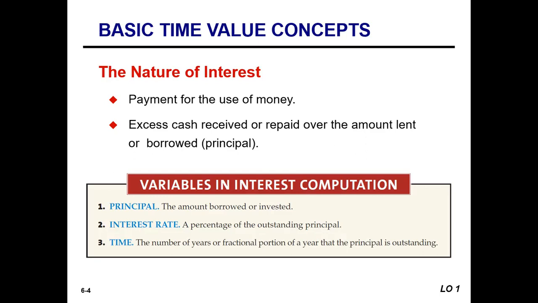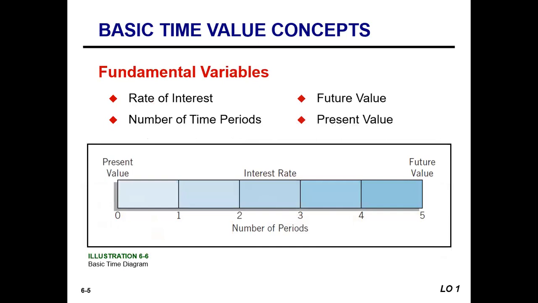So some of the vocabulary here: principal, the amount borrowed or invested; interest rate, the percentage of the outstanding principal; time, the number of years or fractional portion of a year that the principal is outstanding. Okay, so variables that we're going to be calculating, and of course some of these are going to be given, and then we'll have to calculate one of them. For example, they'll give us 3 and then we have to calculate the other. So present value, again, what an investment or an amount of money is worth now, right? Potential interest rate, that's the amount of interest that we're going to earn off the investment, whether it's 6%, 8%, 10%, right? The interest rate.